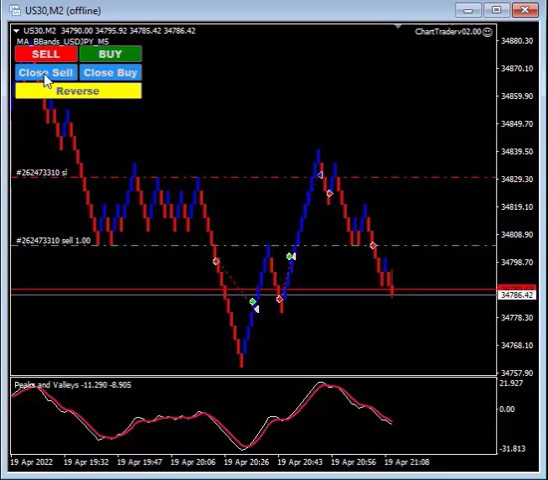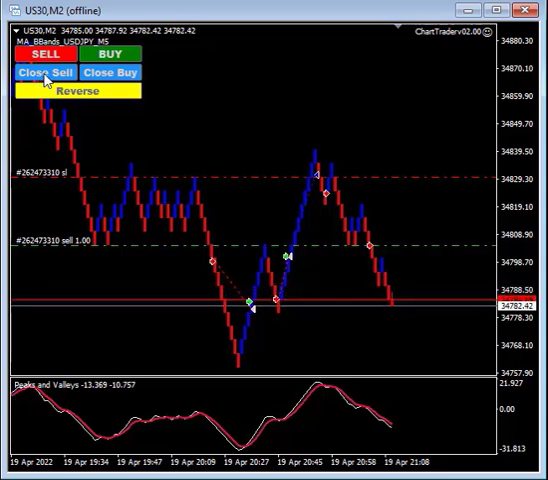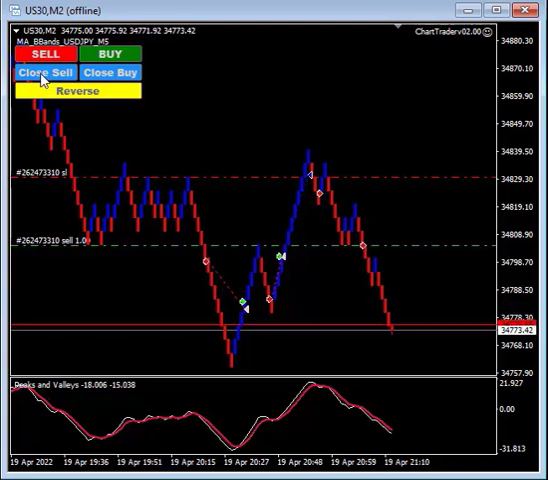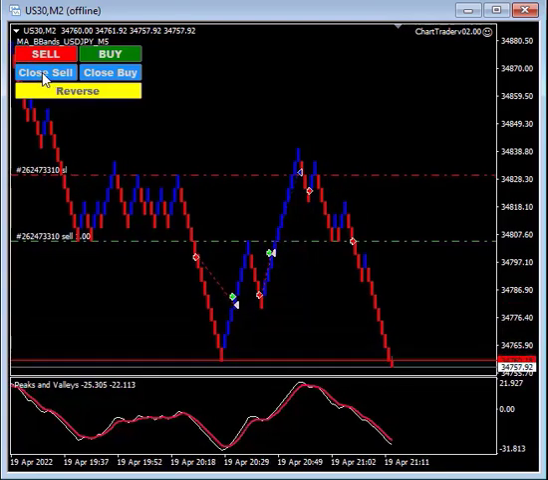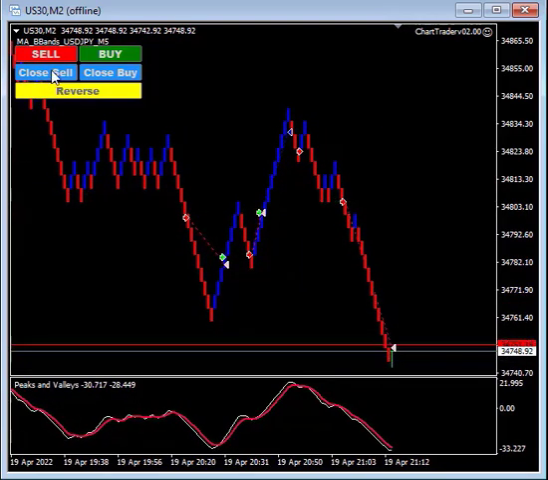and very simple. And this stuff happens pretty much every day, especially in the afternoons on the US 30, and with most everything else that's out there to trade. So it's a good system. It works well.